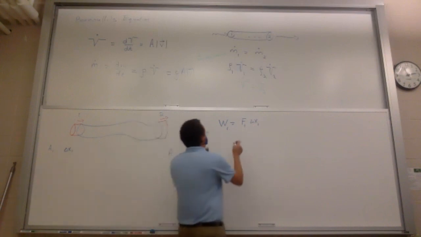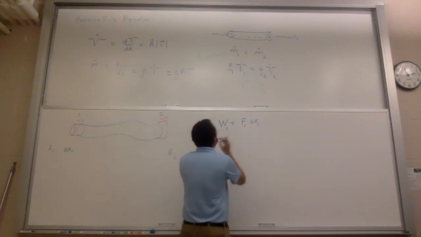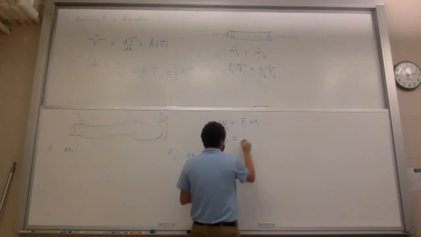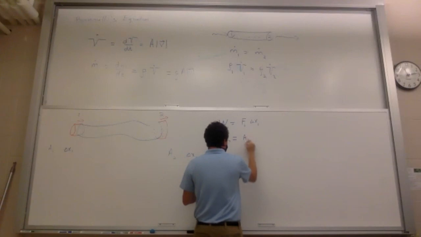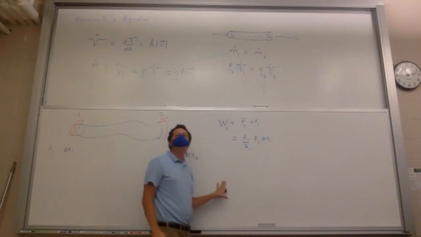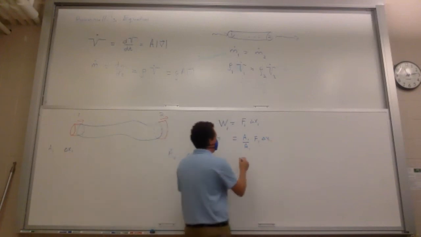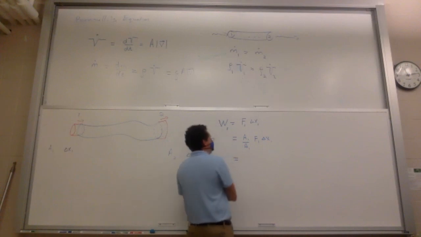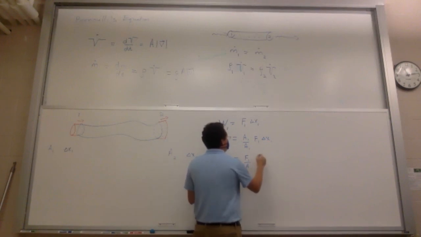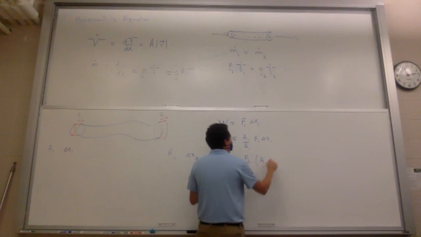So what I can say is this. I'm just going to multiply and divide by area. I can say this is area at 1 divided by area at 1 times the force at 1 times delta x1. Okay? I'm doing nothing in a slightly clever way. And then I can just write that as force at 1 divided by area at 1 times area at 1 times delta x at 1.